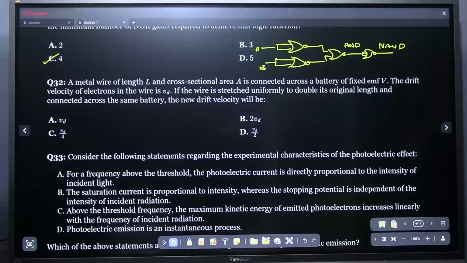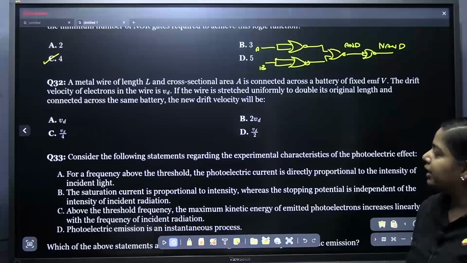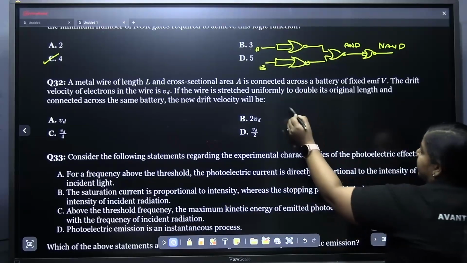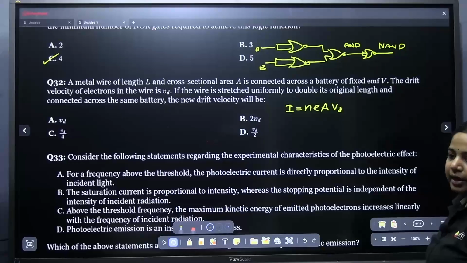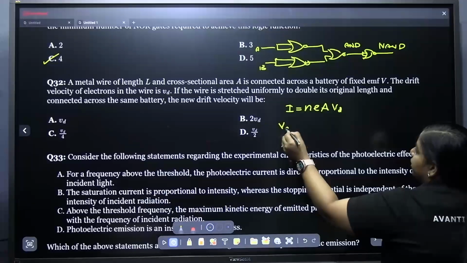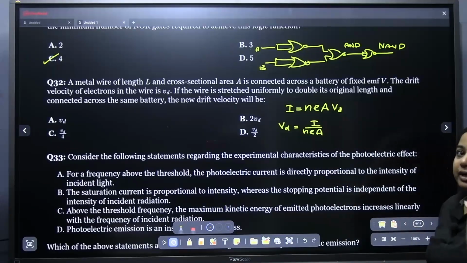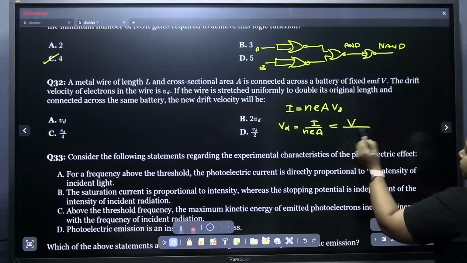A metal wire of length L and cross-sectional area A is connected to a battery of fixed EMF V. Drift velocity of electron is Vd. The wire is stretched uniformly to double its original length and connected to the same battery. New drift velocity will be? Okay, so here what we are using is I = nEAVd, the equation for current. Then for finding Vd we can use Vd = I/(nEA). But the thing is we don't know the current. So current we can find from Ohm's law, that is I = V/R.